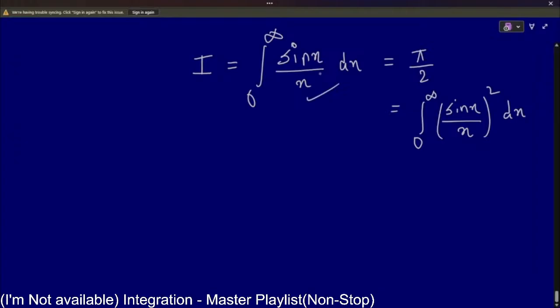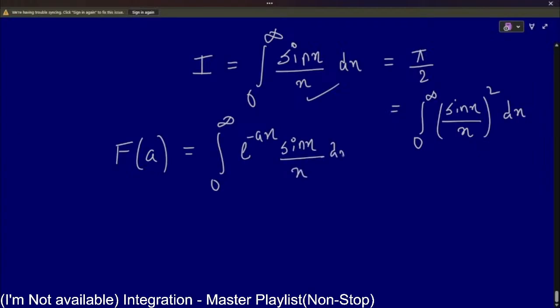So how do we solve it? Well, one way to solve it is using contour integration, and that is using complex residues. But we will focus on real methods here. So define a function called f of a, and let this function be equal to the integral from 0 to infinity of e to the power minus ax sin x upon x.